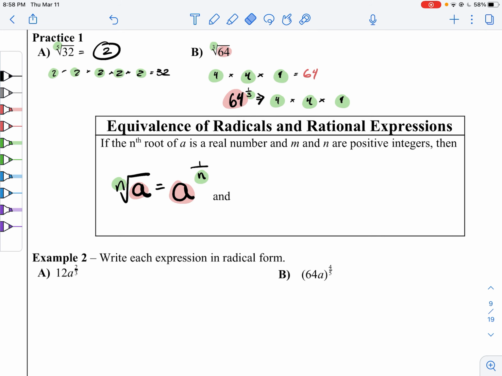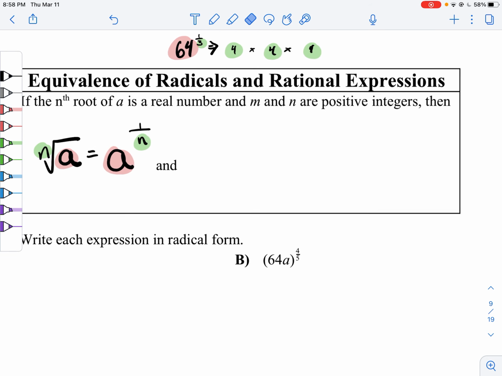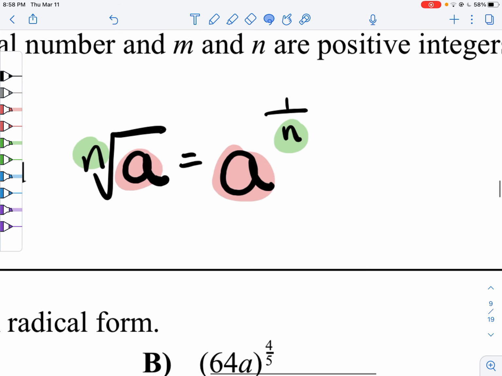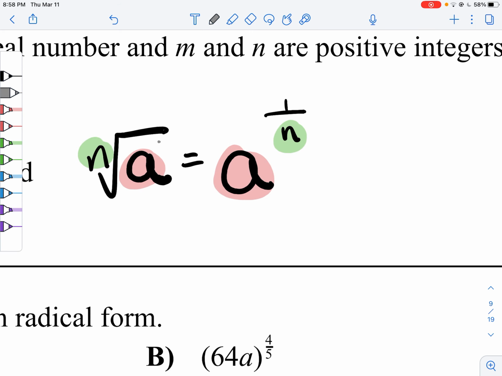Similarly, if you have the same kind of thing, but instead of a to the 1st power, you have a to the mth power, whatever m is, you raise a to the mth power, that's m over n. Cool, right?